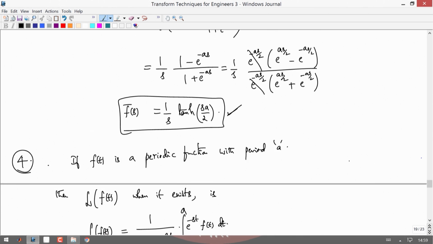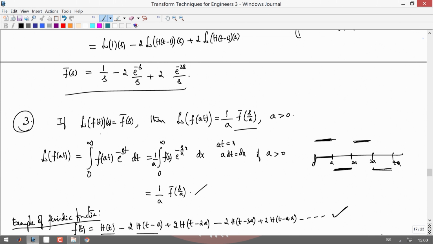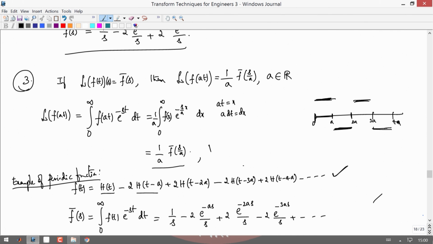If you look at property 3, that is, if f bar of s is the Laplace transform of f of t, this is what we have seen if a is positive. If a is negative, you can work it out similarly and you will see the same thing. So this is actually valid for any real number a. Whatever a may be, it doesn't matter, it is true. We will see that 1 by a. So this property is true for every a belonging to the real numbers.